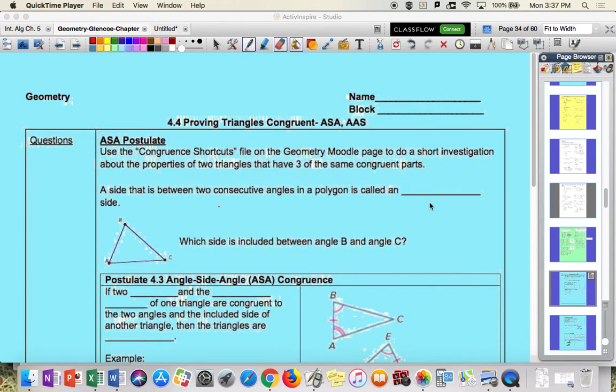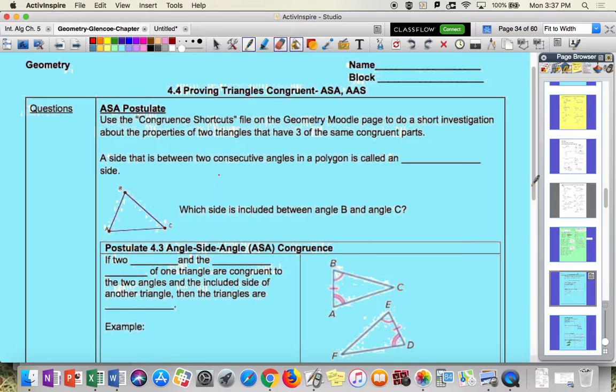So last class we talked about our congruent shortcuts for determining if two triangles are congruent: side, side, side and side, angle, side. There are 4 shortcuts though, and so today we're going to talk about the second 2, called angle, side, angle, and angle, angle, side.